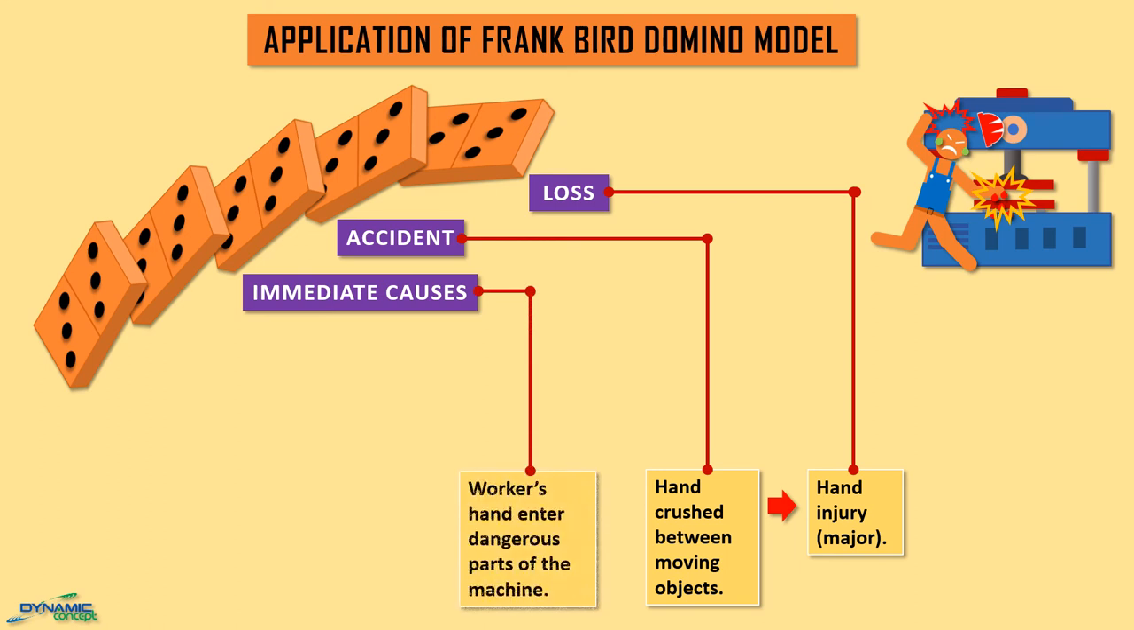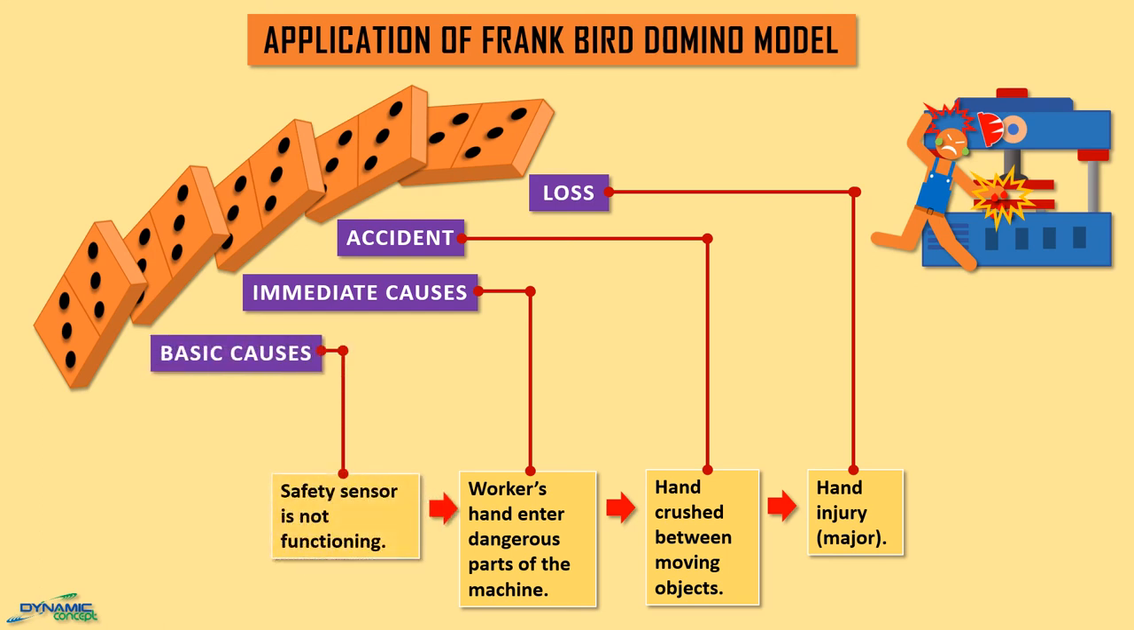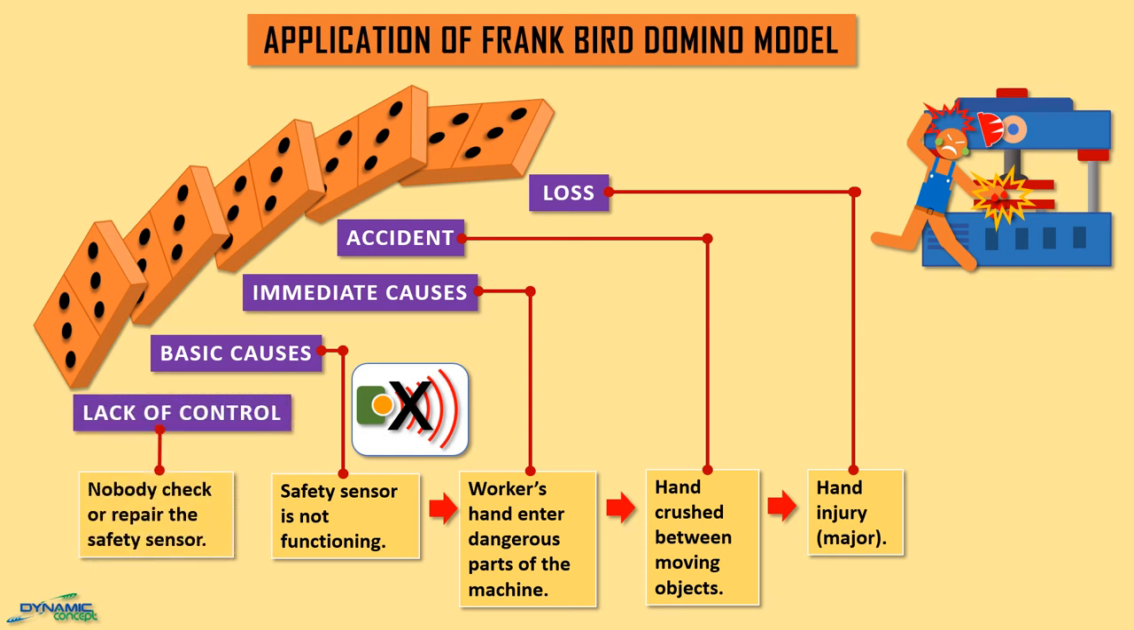Why was the worker's hand crushed? Because the worker put his hand inside the machine while it is in motion. How can the worker's hand enter the dangerous part of the machine? Because the safety sensor that is supposed to protect the worker is not functioning. Why is the sensor not functioning? Because there is no one assigned to repair the machine's safety sensor and the management did not perform routine check of the machine's safety.